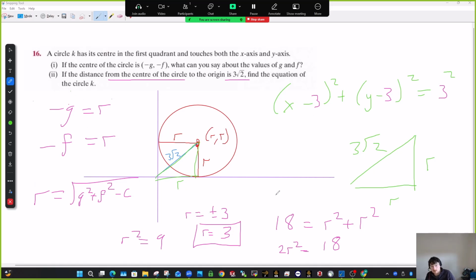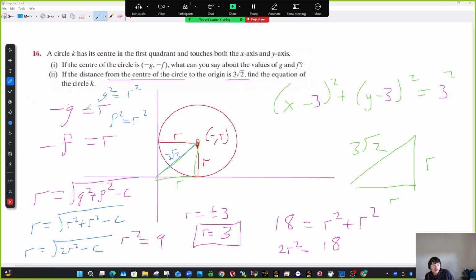Look at the algebra. This is just for the people who like the triple algebra stuff. I thought this was definitely the way to do it, what I did there. So let's see how you would do this. Because minus g is r, that means g squared is r squared, and that means f squared is also equal to r squared. So you can sub these in here, where you get r is equal to the square root of r squared plus r squared minus c. And so you get r is equal to the square root of 2r squared minus c. Yeah, you would do it that way.